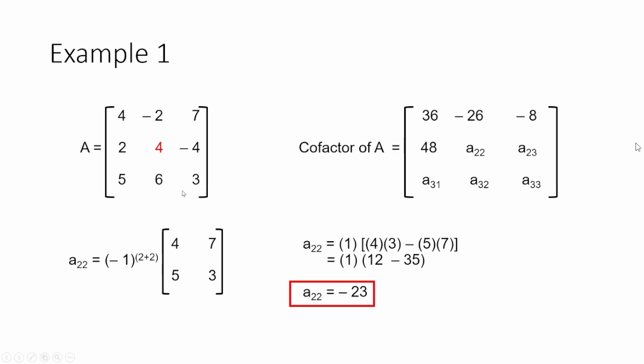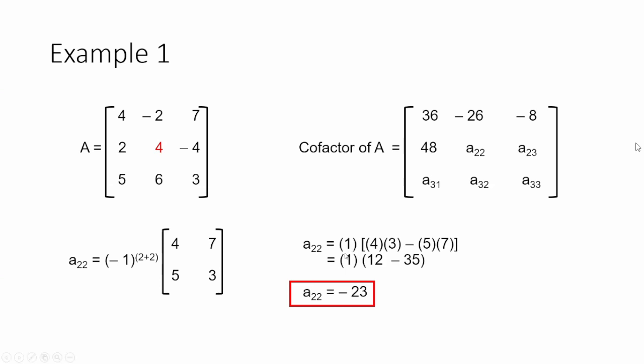Susunod is A22, this one. So kung ito yung concern mo, mawawala yung second row, tsaka yung second column. Magiging minor matrix mo is 4, 5, 7, and 3. So negative 1 raised to 2 plus 2, negative 1 raised to the fourth is equal to positive 1. So kapag even kasi yung number, pag in-erase mo sa even number, magiging positive siya. Kung in-erase mo siya sa odd number, negative pa rin yung sagot.